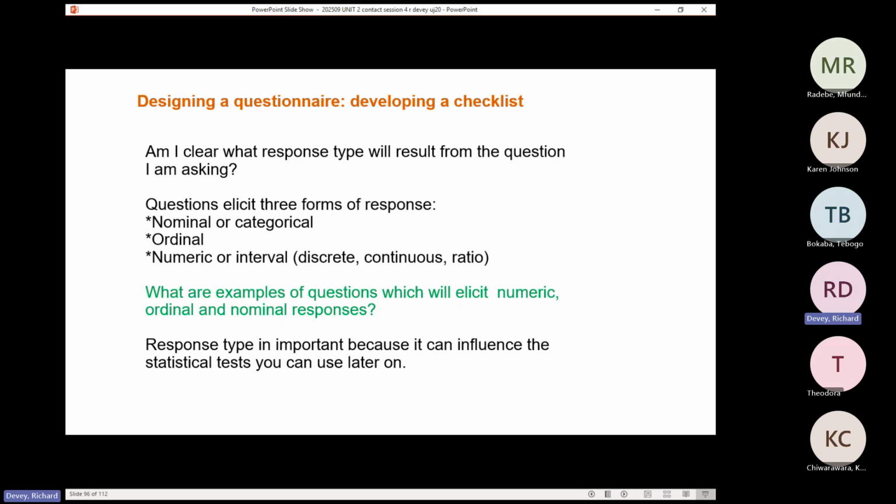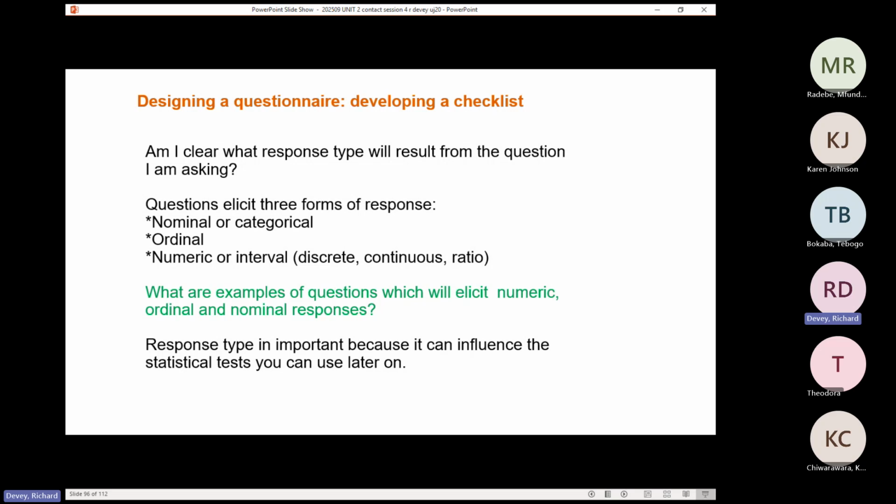Or how many hours do you spend studying per week? That would be an example of a question giving you a numeric or interval response. And then we get different types of numeric response that could be discrete, continuous, or ratios.